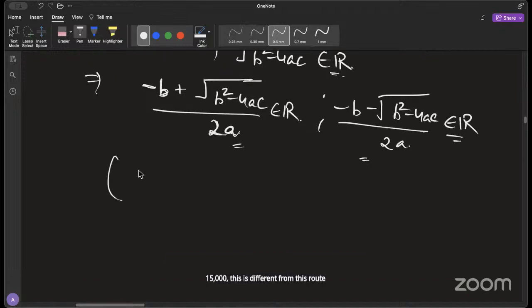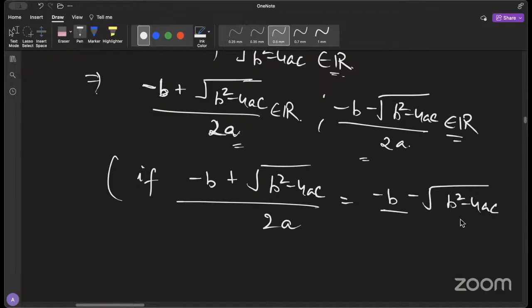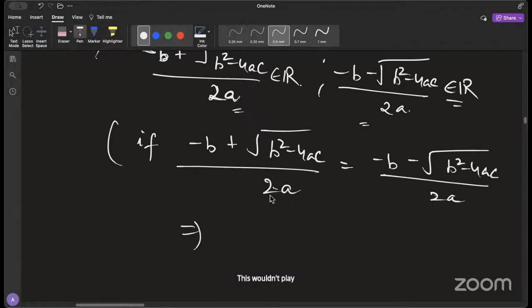Why? Because if minus b plus square root of b square minus 4ac by 2a, this first root, is equal to the second root, this would imply, now this and this get cancelled, right?